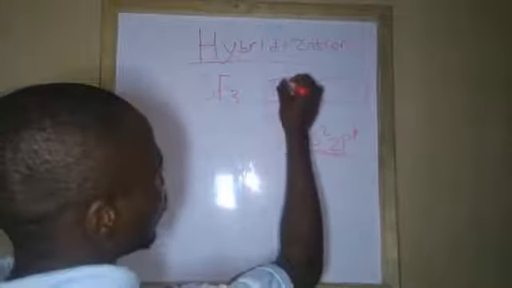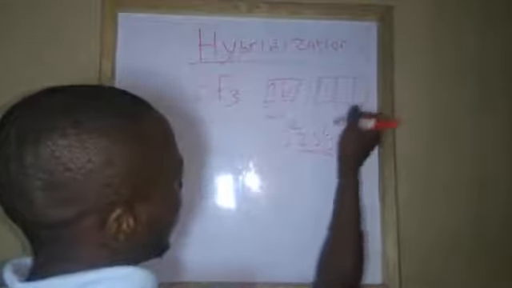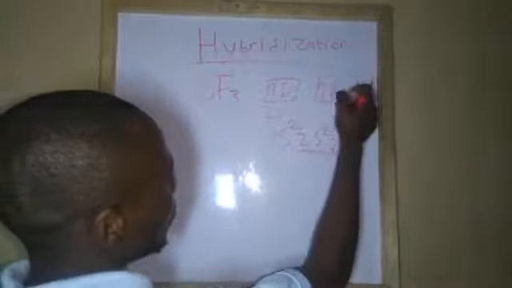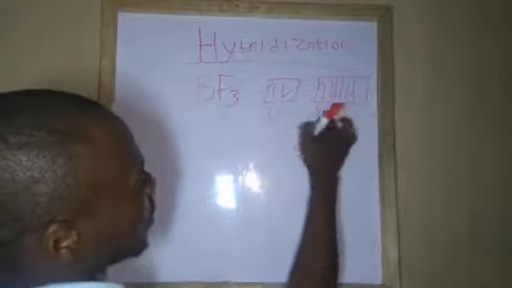Now your 2s contains 2 electrons already, and your 2p also contains 1 electron already. Now count your fluorine. That's 3. Are you getting 1, 2, 3? So what you have is px, py, so you have sp2. This p1, p2. That's how you have sp2 hybridization in BF3.